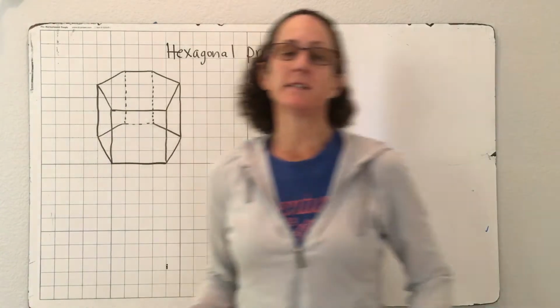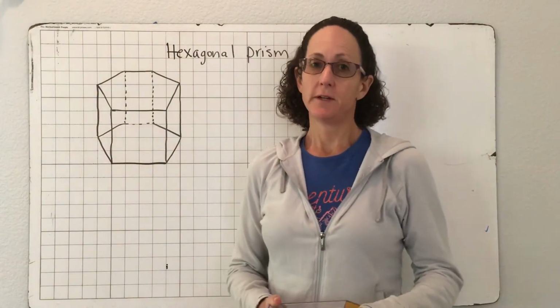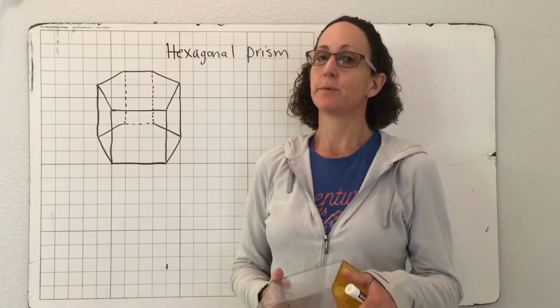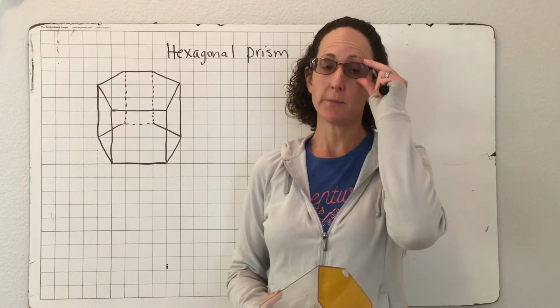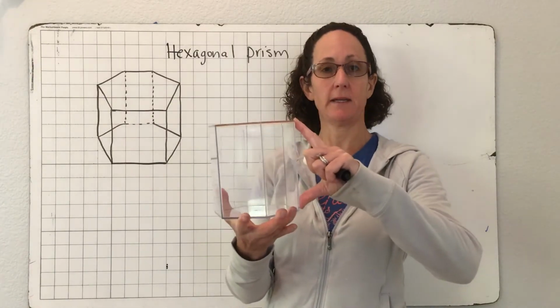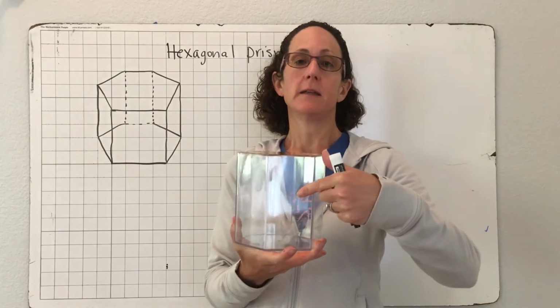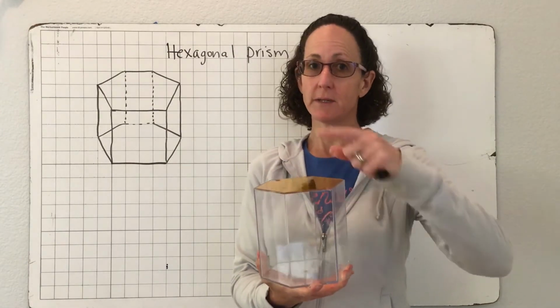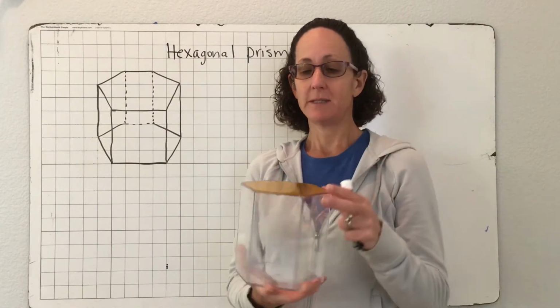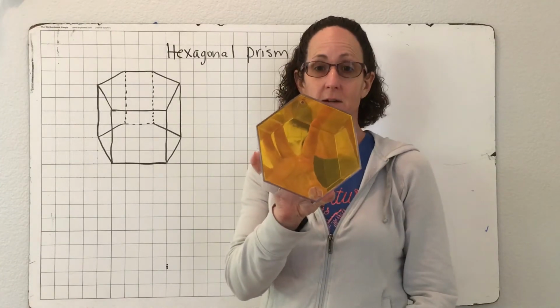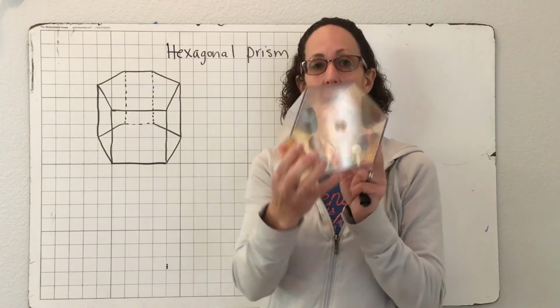Right, today this lesson is to find the surface area of a hexagonal prism. If you remember, a prism is something that has the same height every single time. Last week we did a rectangular prism because the bottom was a rectangle. But today the bottom is going to be a hexagon. So hexagon on the bottom, hexagon on the top.